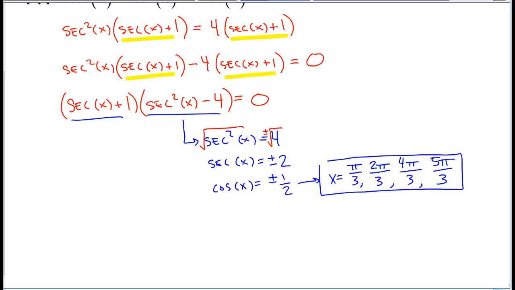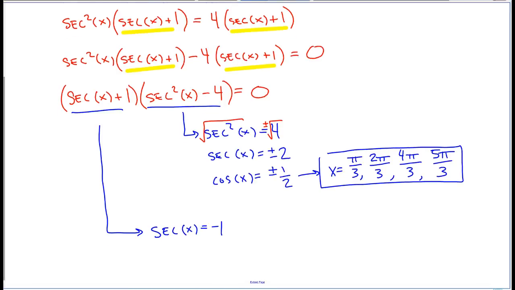Now let's go back and look at this other factor. I have secant of x equals -1 because I'm really solving the equation secant of x plus 1 equals 0. So this means I have cosine of x, which is the reciprocal of secant, is going to be 1 over -1, and that's kind of ridiculous to write. I'm sure that you all realize that's really just -1, so I'm going to write it as -1. And when does the cosine equal -1? That occurs at x equals pi.